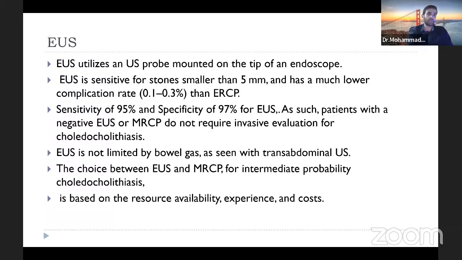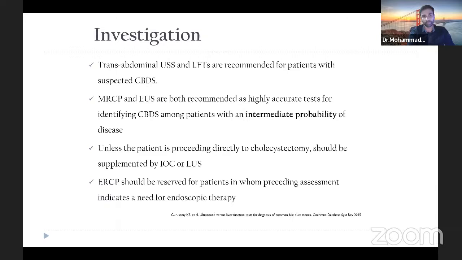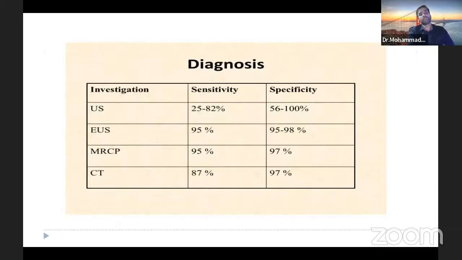EUS, yes, in centers where EUS is available, it can be used. Especially it is sensitive for small stones less than 5 mm, with high sensitivity and specificity. It has no limitation of bowel gas effect. But the choice between EUS and MRCP relies on resource availability, experience, and cost. So these are the investigations I already told: ultrasound, MRCP. This is the sensitivity. Ultrasound has less sensitivity, and MRCP has the highest sensitivity and specificity for choledocholithiasis, as well as EUS.